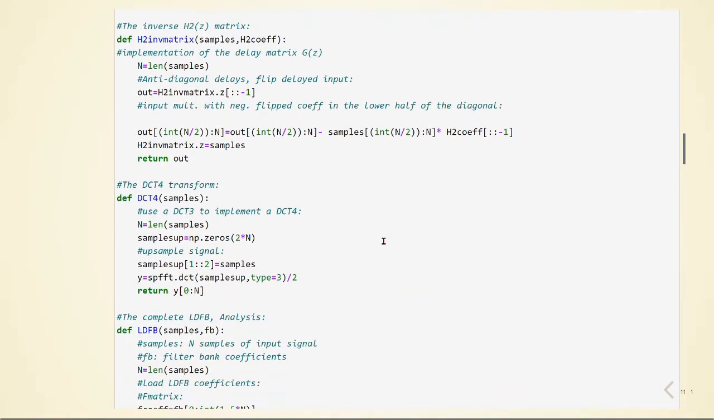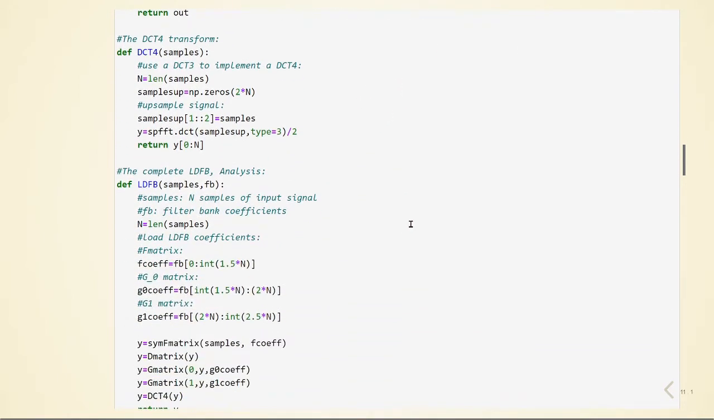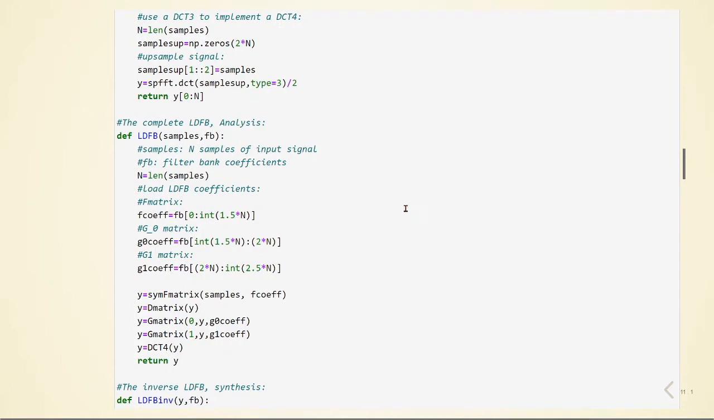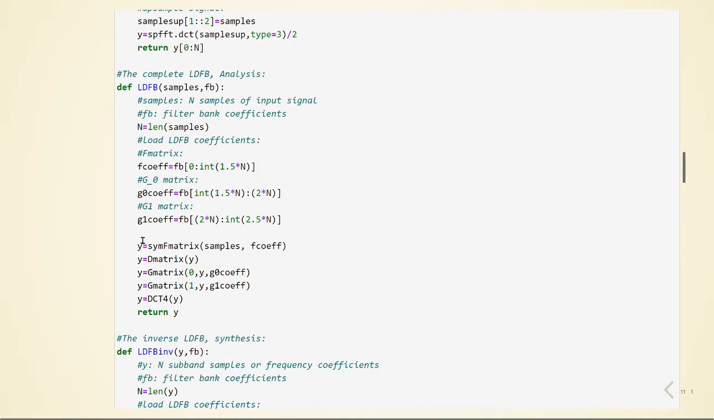We still use the DCT4, but now we will have here some differences. So here we will have our coefficients, and we will have a G0 coefficient, so the G0 matrix, and a G1 matrix. Those are things we didn't see previously. And also our FB, our filter bank coefficients, they are not the sine window, they come from an optimization. And here we now have the output.